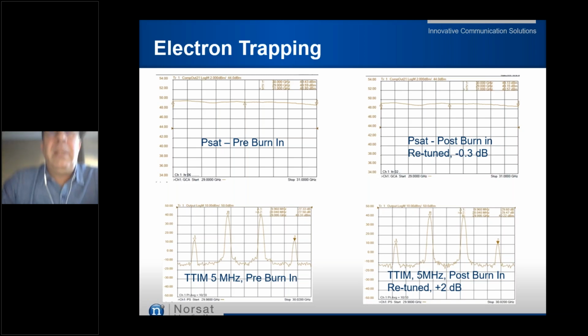Similarly, we did a two-tone intermod pre-burn-in and measured the same two-tone intermod after it was retuned. In this case, the two-tone intermod actually improved a little bit. It's at the same power level, so they're basically the same test. One is pre-burn-in, one is post-burn-in. So you can see that while this effect does occur, by doing the burn-in and then retuning or resetting up the amplifier, you can get almost all of it back, and in fact maybe make some improvements.